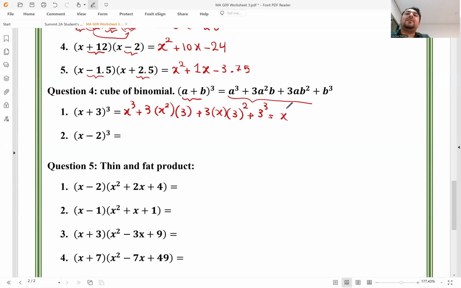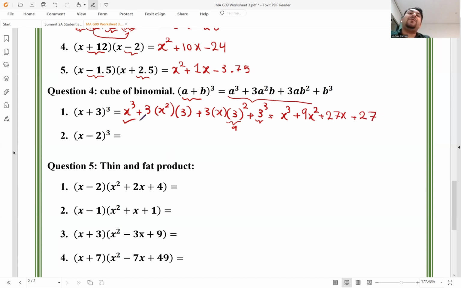Simplify it. X cubed stays x cubed. 3 times 3 is 9, so plus 9x squared, because here is x squared. Then 3 powered by 2 is 9. 9 times 3 is 27, times x is 27x. And then the last one, 3 powered by 3, or 3 cubed, will be 27.